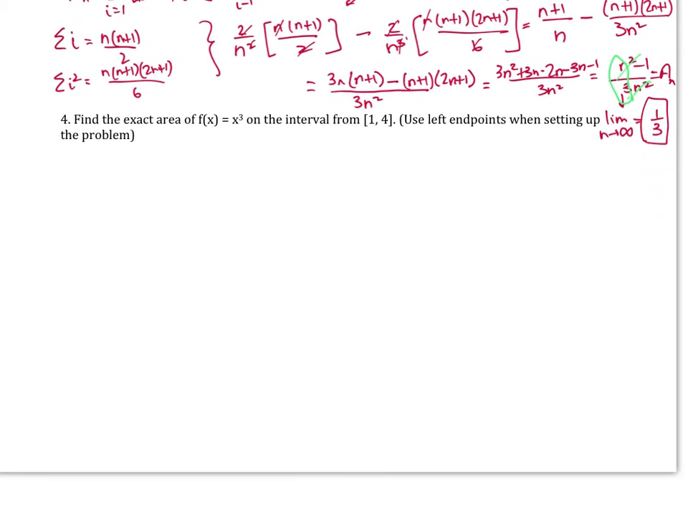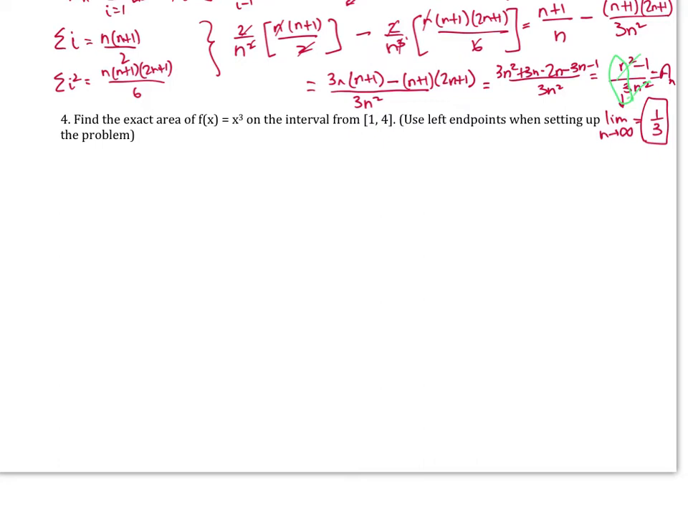It says, find the exact area of f of x equals x cubed on the interval from 1 to 4. Use left endpoints when setting up the problem. So again, we're going to go with left endpoints here. And we have our equation, and we need the exact area. We know what x cubed looked like. It was the problem up above. And we're on 1 to 4, though.